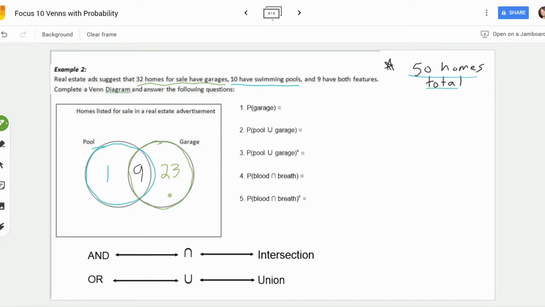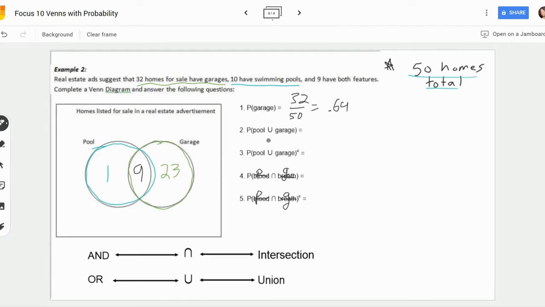Then we can answer some of these questions. And there's a mistake here: this should say pool, and this should say garage. So, the probability of a house in this ad having a garage. It's not asking about anything with pools, not having a pool, or having a pool and a garage. Just garage. So we're taking this full circle, and that would be 32 out of 50. If you divided that, you'd get 0.64.